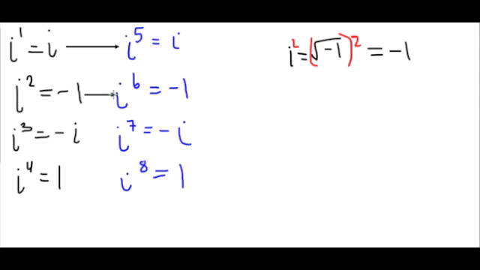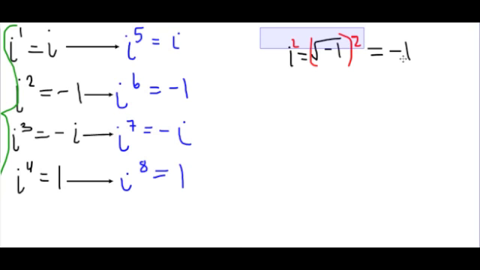Now you'll notice that there is a pattern emerging: i to the first and i to the fifth are the same. i squared and i to the sixth are the same. i cubed and i to the seventh, and i to the fourth and i to the eighth. These are the same because the powers of i, as it turns out, are cyclical by 4. i to the first, i squared, i cubed, i to the fourth. This entire cycle is going to repeat over and over and over again.